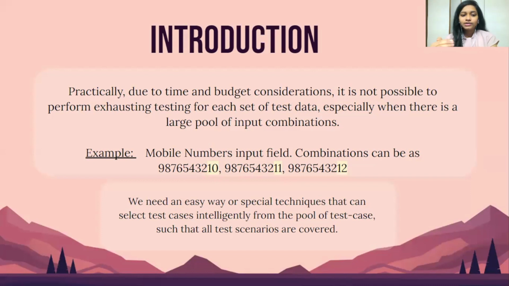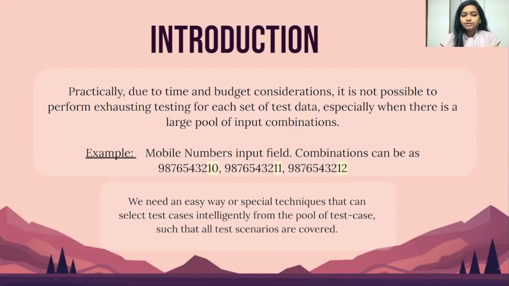For example, let's take a mobile input field where we have a number of mobile numbers to input and multiple combinations which we need to test. Let's see the numbers here at the end: 3210, 3211, 3212, and so on. So in this case, there are n number of combinations, and we can't test each and every value in a particular amount of time; a human can't test each and every value.